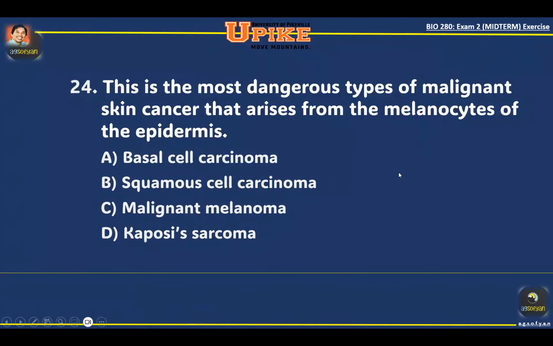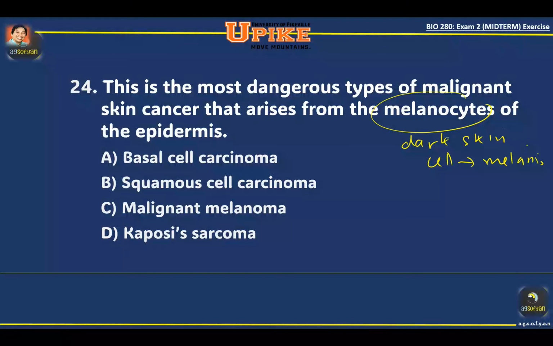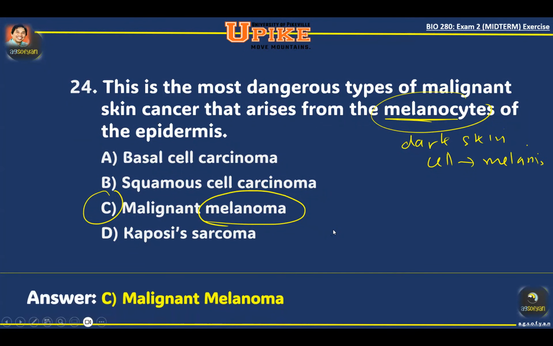This is the most dangerous type of malignant skin cancer that arises from melanocytes, dark skin cells that produce melanin. Therefore, the skin cancer that arises from these melanocytes will be very dark in color, and the name will follow the name of this cell. So it will be the malignant melanoma. This is the most dangerous type of skin cancer, malignant melanoma.